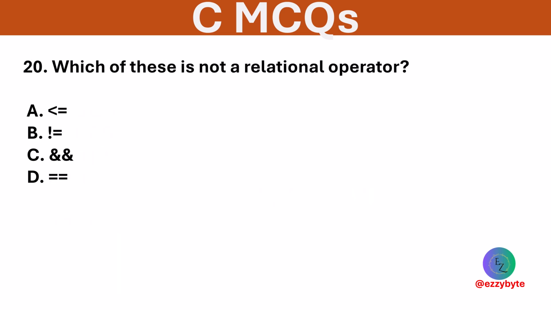Which of these is not a relational operator? Options are less than or equal to, not equal to, logical and, equal to. Option C is correct. Double ampersand is a logical operator, not a relational operator. Relational operators compare values while logical operators combine Boolean expressions.